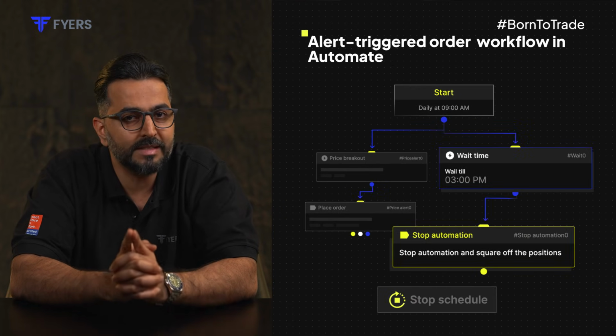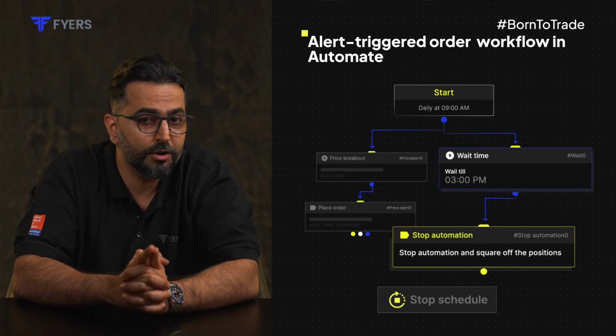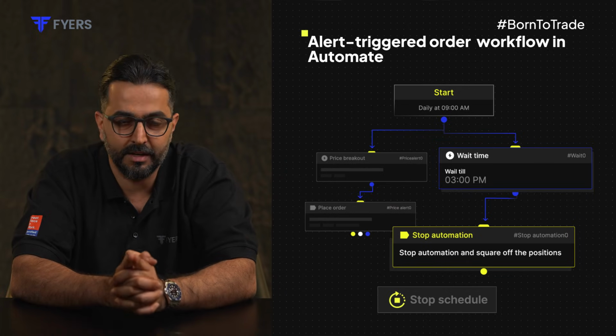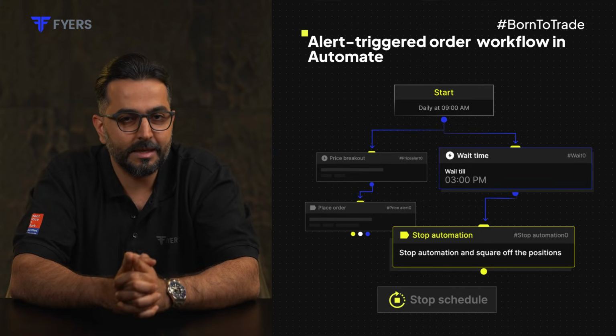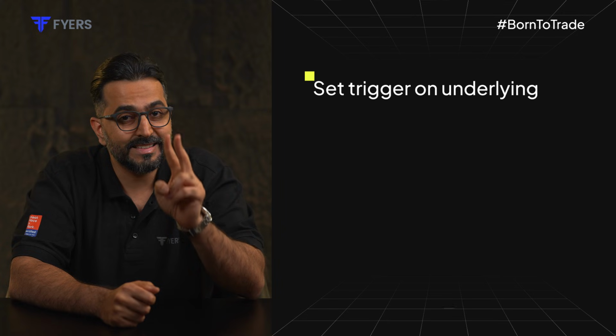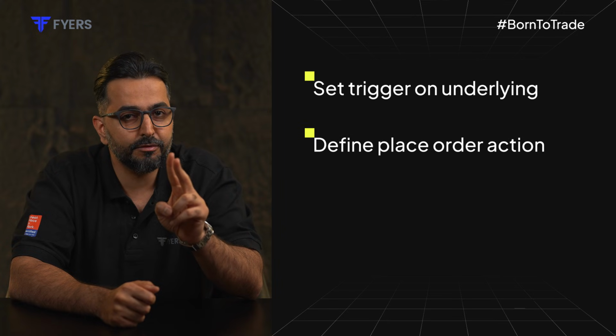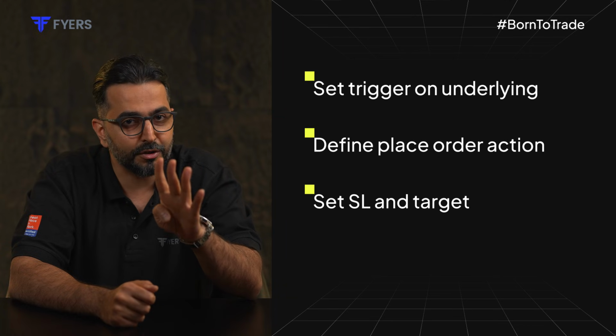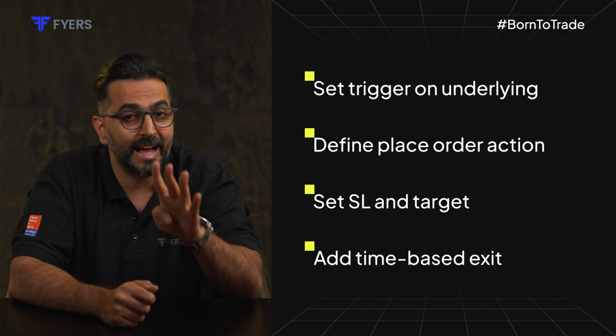The moment the price hits the breakout level, the order is placed automatically with the stop loss and target already defined. We'll do it in 4 quick steps. First, set the trigger in the underlying. Second, define the action for the order placement in a specific strike price. Third, define stop loss and target. Fourth, add a time-based exit as a backup.